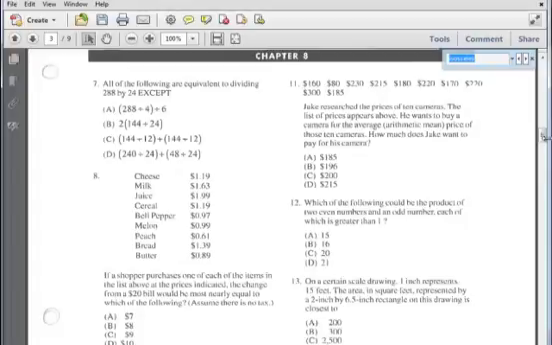All the following are the equivalent of dividing 288 by 24. So you're starting with 288 divided by 24, right? You have to ask yourself, use little numbers. Let's do 24 divided by 6. Would that give you the same thing as 24 divided by 3 and divided again by 2? I mean, can you break the 6 up? Does that work?